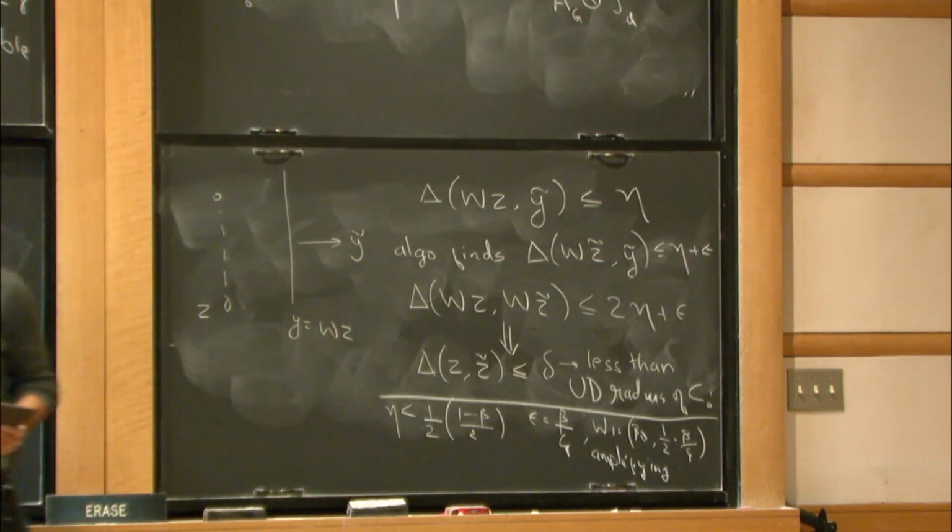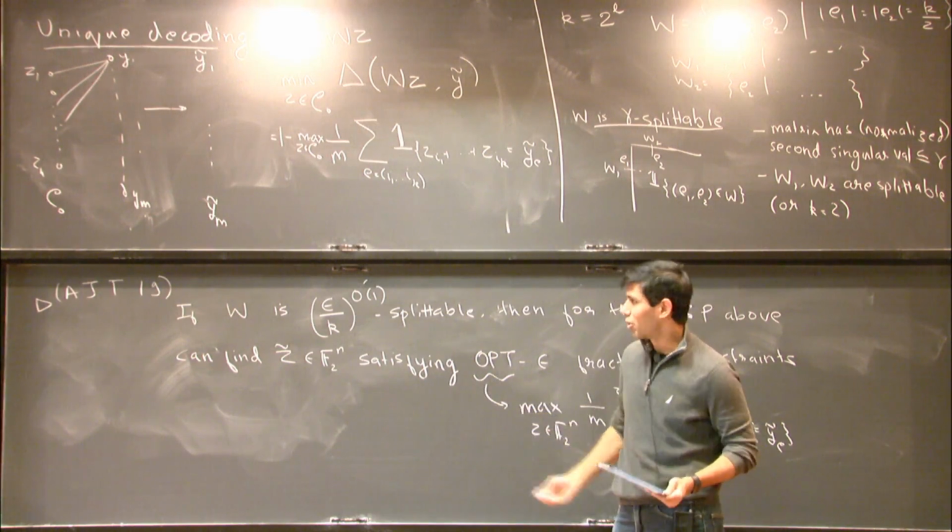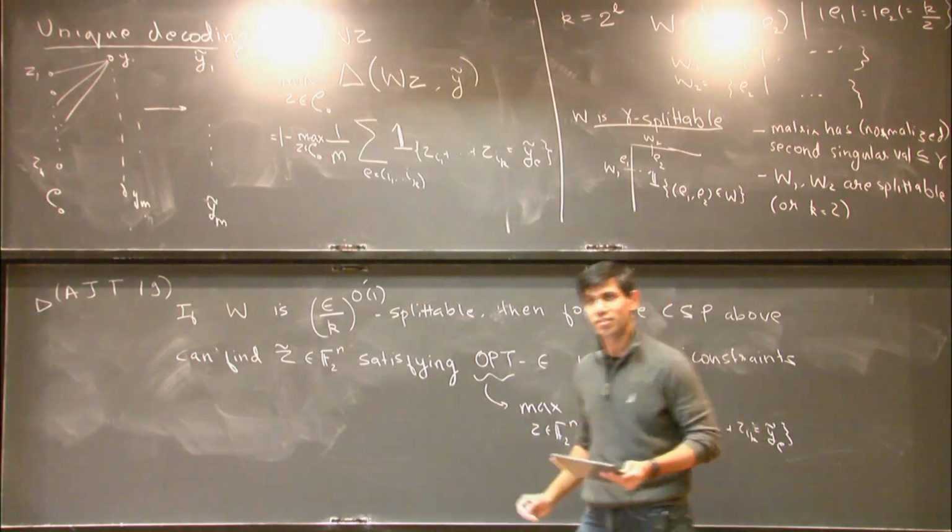Any questions? All right, so maybe we can take a short break, and then in the next part I can tell you about the sum of squares hierarchy and how to design this algorithm, and also how to change it to list decoding, etc.